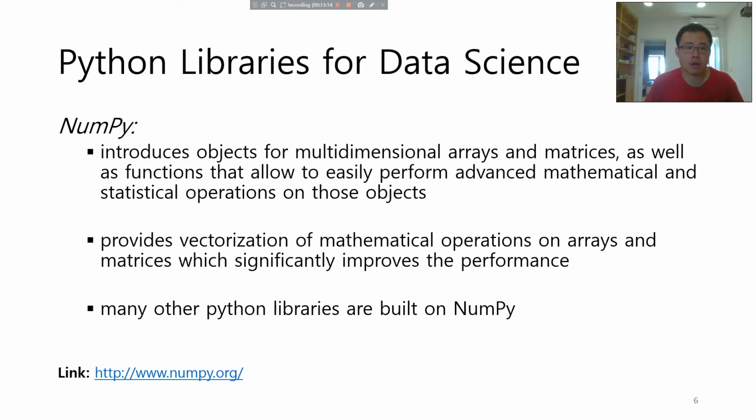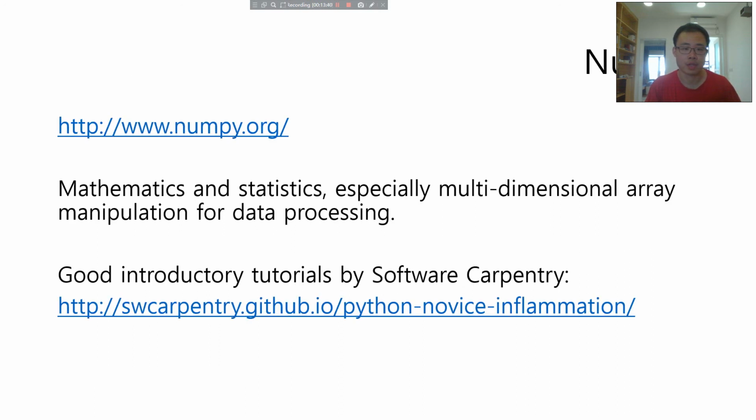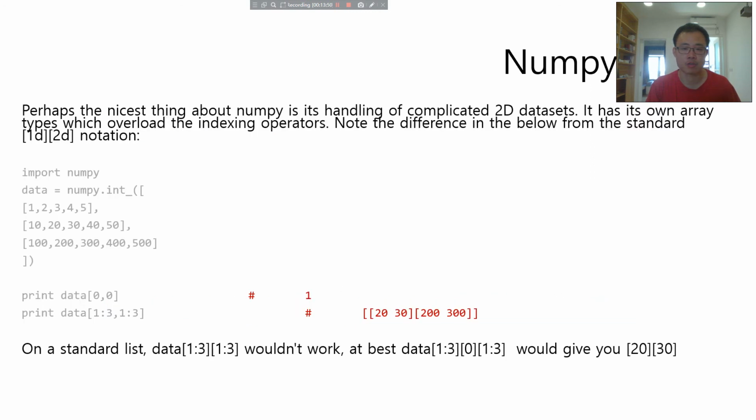So these are some commonly used libraries for data science. The first is NumPy. It introduces objects for multi-dimensional arrays and matrices, and it has functions that allow you to easily perform advanced mathematical and statistical operations. So NumPy is a foundation for all the other data processing libraries. NumPy can be downloaded from here, but you don't have to do anything about this because Anaconda has already installed the NumPy package.